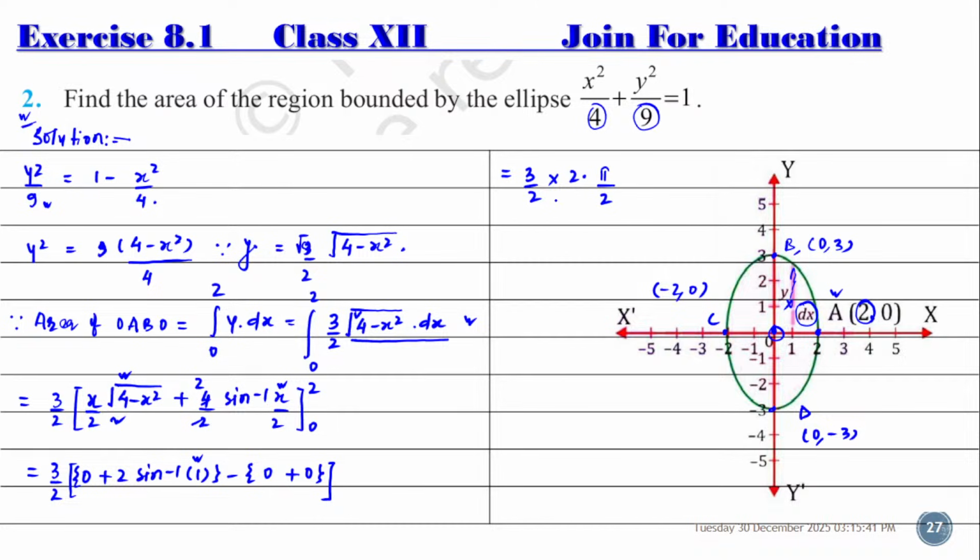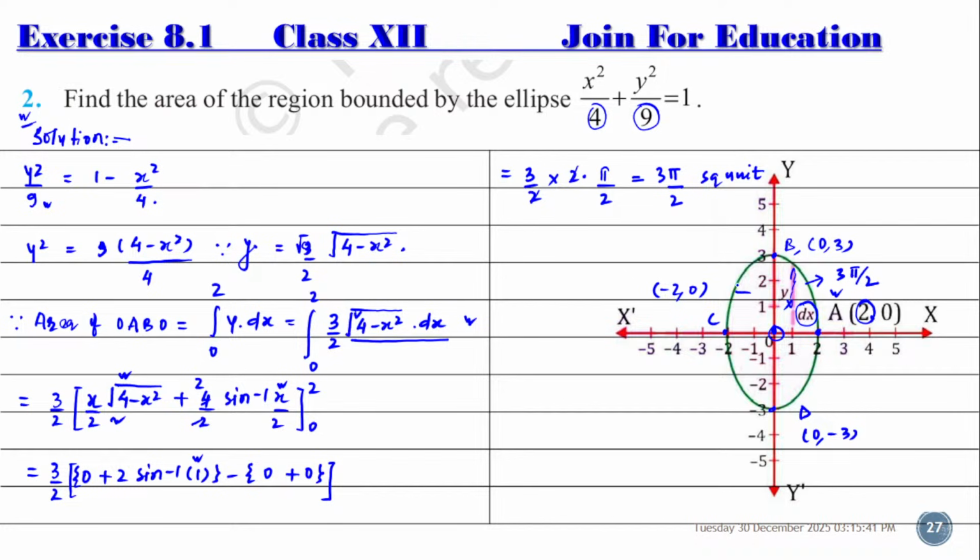After there is no problem to understand up to this step. So here this one will be cancelled out, so we get 3 pi by 2 square unit. Therefore the area of this part is 3 pi by 2.